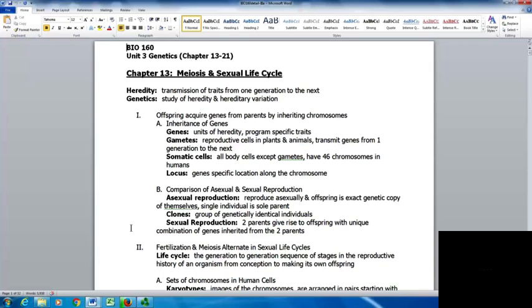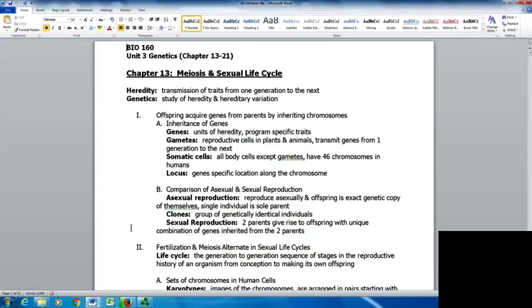Heredity is the transmission of traits from one generation to the next. Genetics is the study of heredity and hereditary variation. So the offspring are going to acquire their genes from their parents, and they're going to do this because they inherit the chromosomes. The genes are located on the chromosomes. Genes are the units of heredity. They're going to program for specific traits.